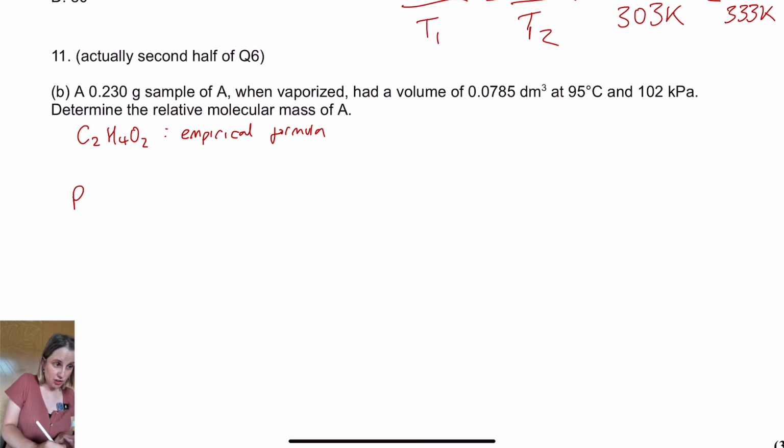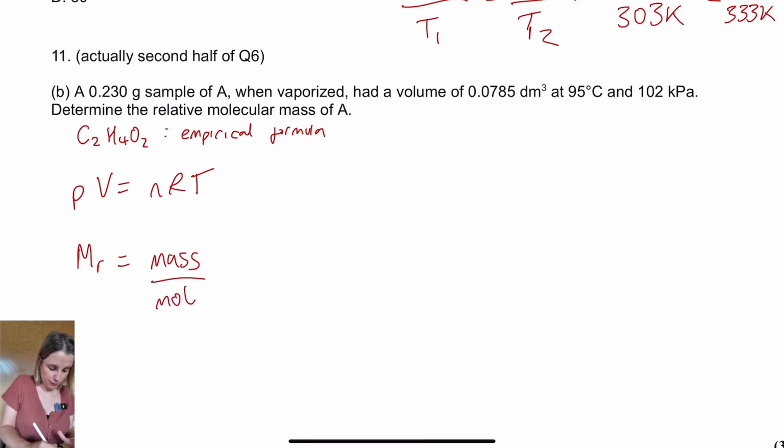So we're going to use a combination of two equations. We're going to use PV equals nRT, our ideal gas equation, and then once we've worked out the moles using the ideal gas equation, we are going to work out the Mr using mass divided by moles. So we're going to use both of these equations side by side. To rearrange this formula, you get n equals PV over RT.